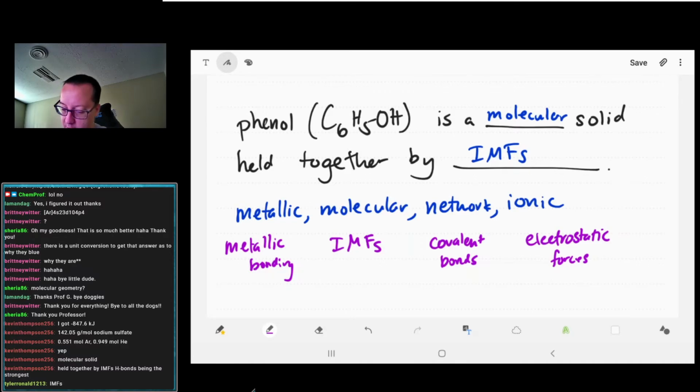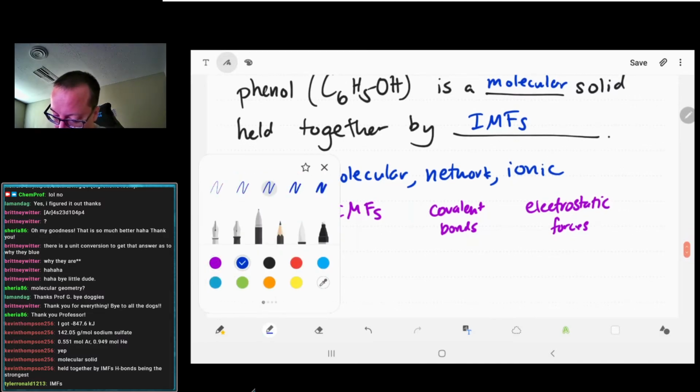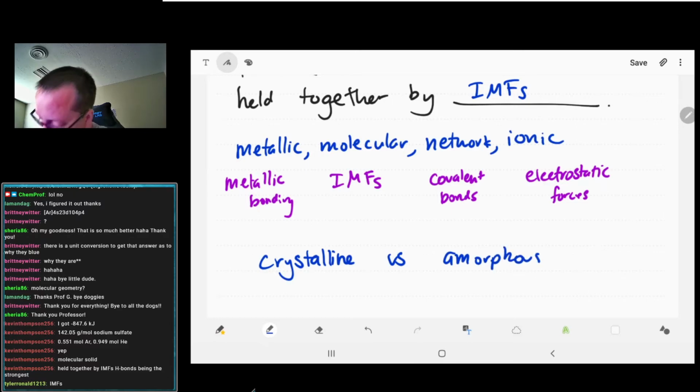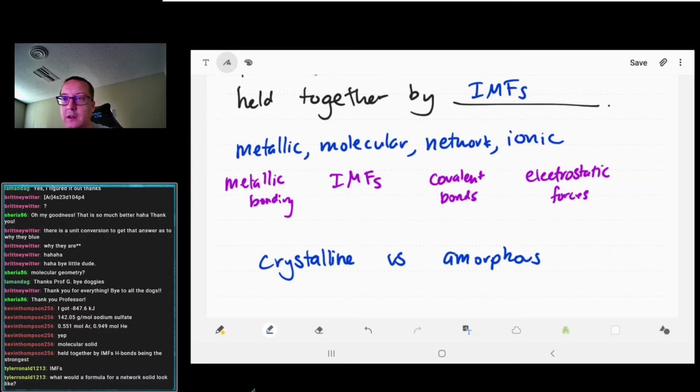There's one other type of classification that any of these can go through. Any of these solids can be classified as crystalline or amorphous. This is typically talking about molecular and network solids because ionic and metallic solids are pretty much always crystalline.